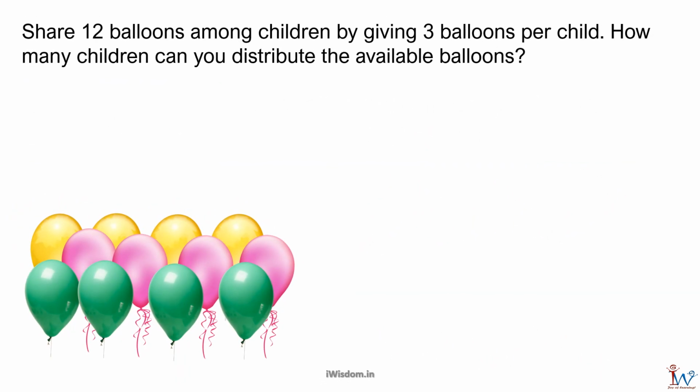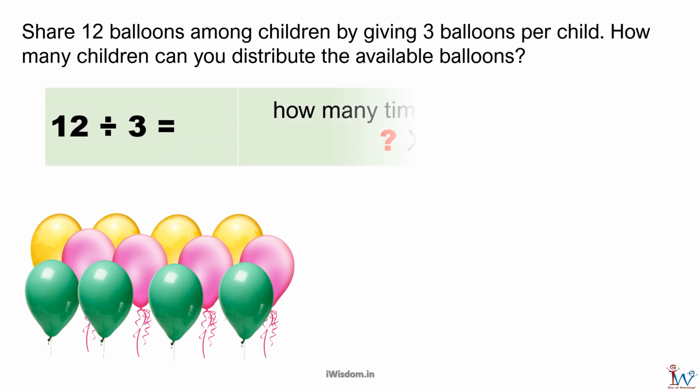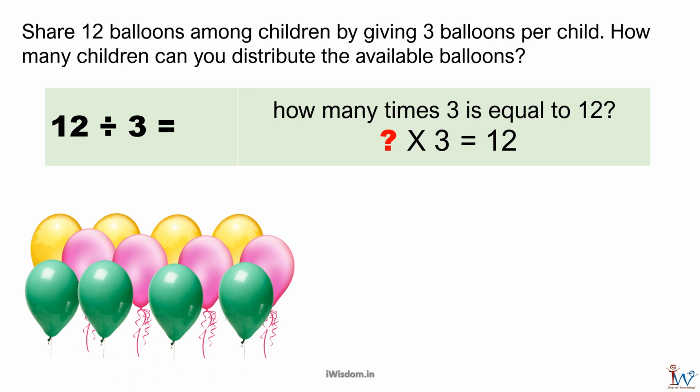Share 12 balloons among children by giving 3 balloons per child. How many children can you distribute the available balloons to? We have to find how many groups of 3 can be made from 12. Group size 3 balloons is already given. We have to ask, how many times 3 is equal to 12?